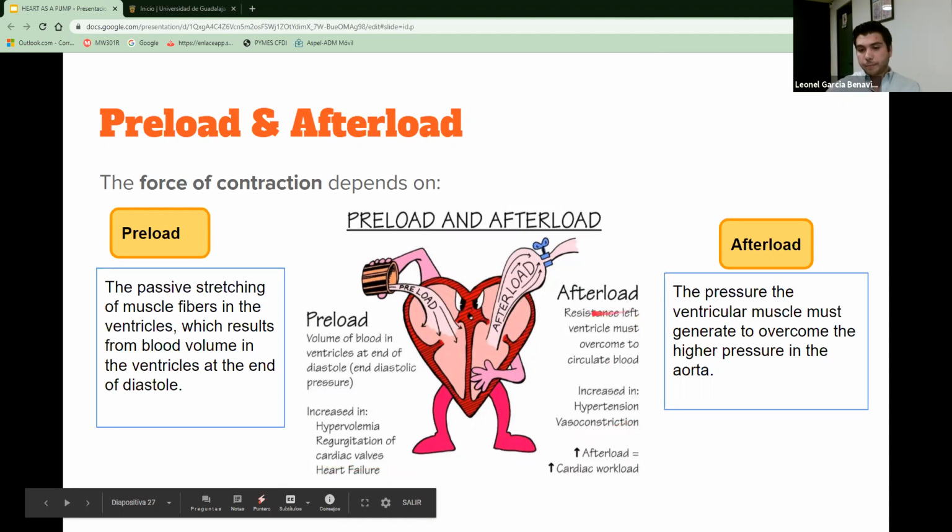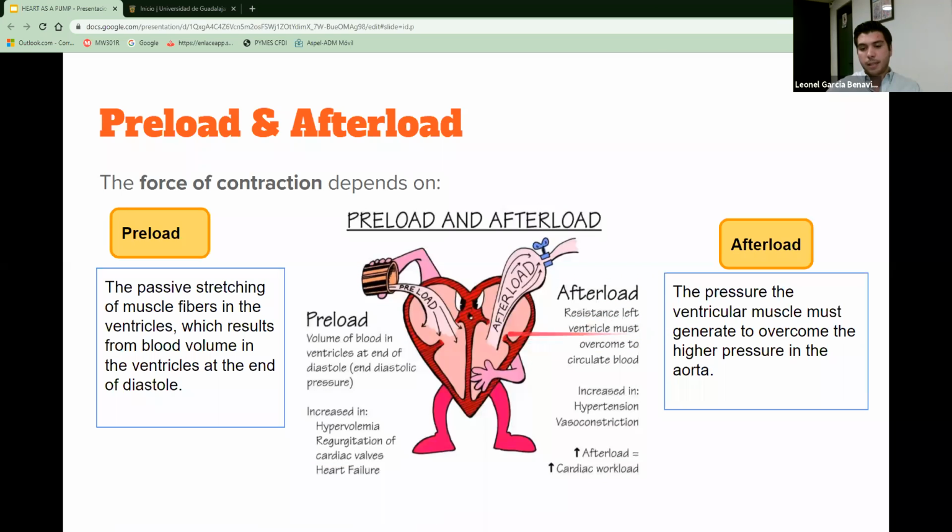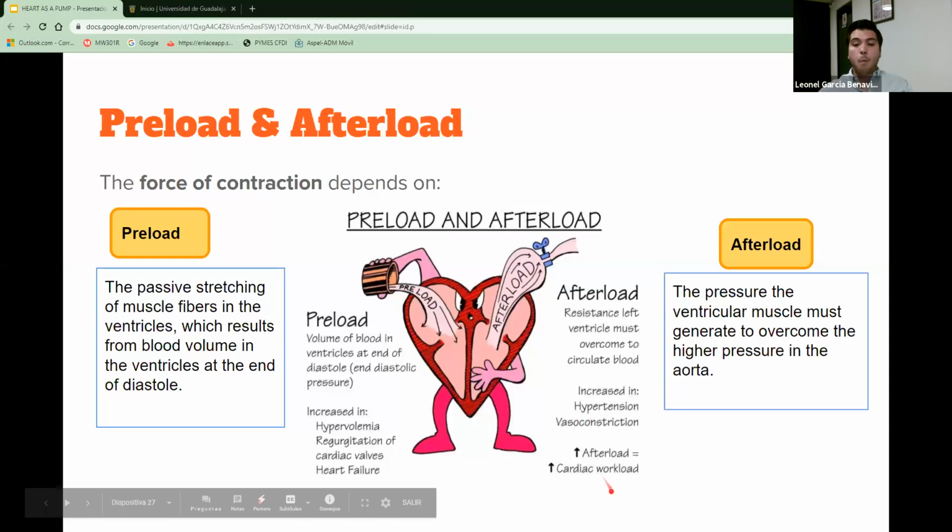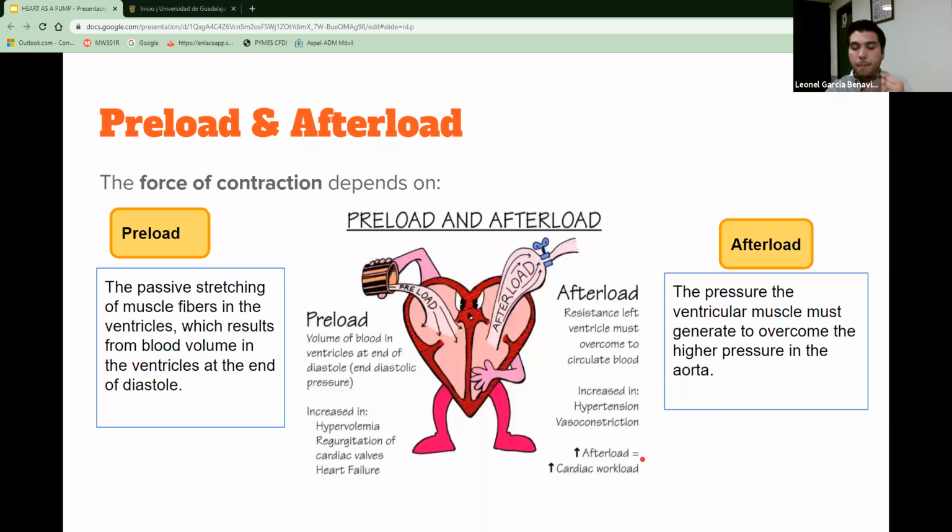And afterload is the resistance the left ventricle must overcome to circulate blood. It's increased in hypertension. In hypertension, the blood vessels have a higher tension, so more pressure and vasoconstriction. More afterload equals more cardiac workload. Why is that? Because then the muscle of the left ventricle has to get stronger to push the blood over even higher pressures than the physiological ones.